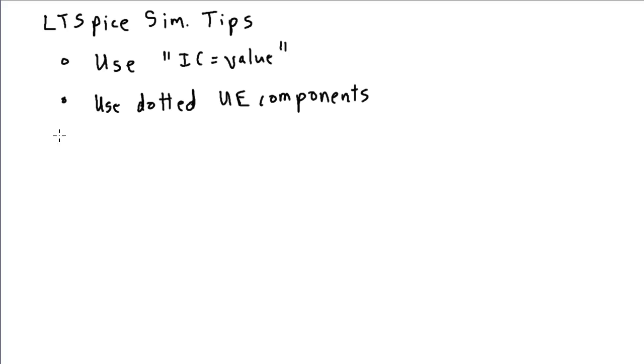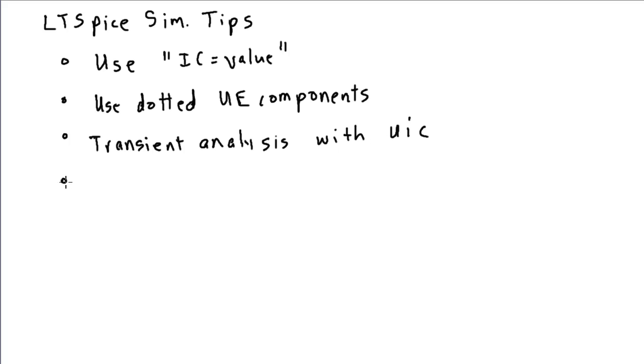Okay. And then we need to run a transient analysis with initial conditions. So that's with UIC. And so to get that, you have to check that skip initial operating point solution.